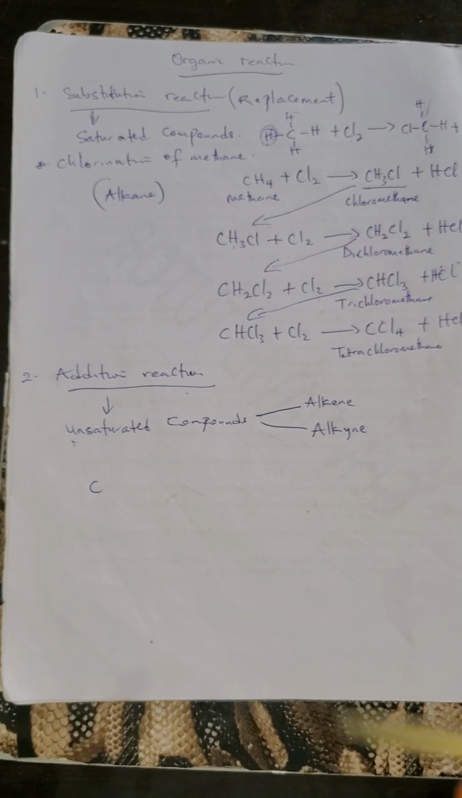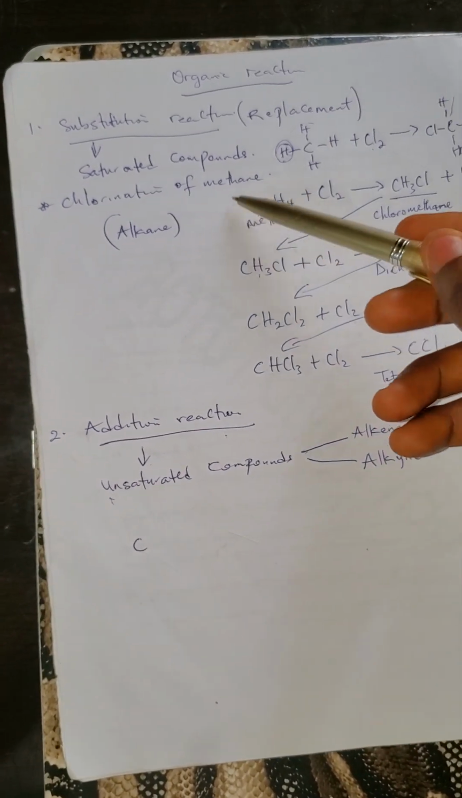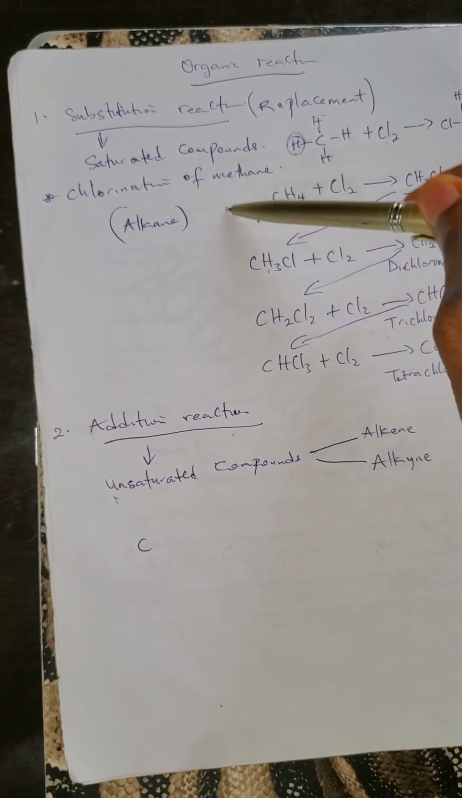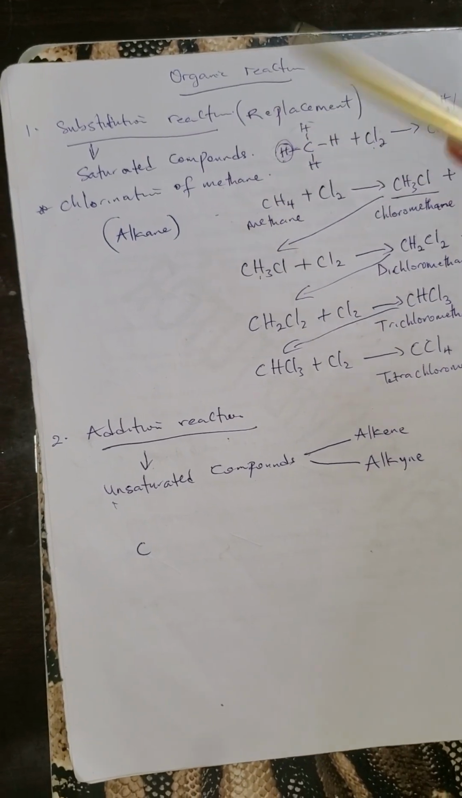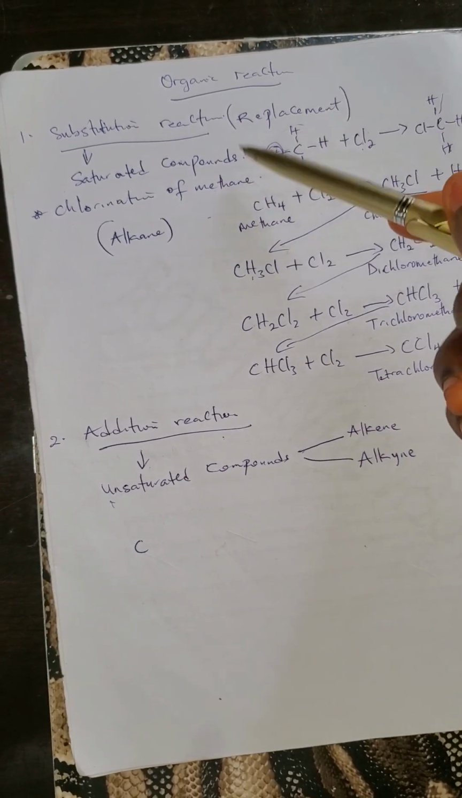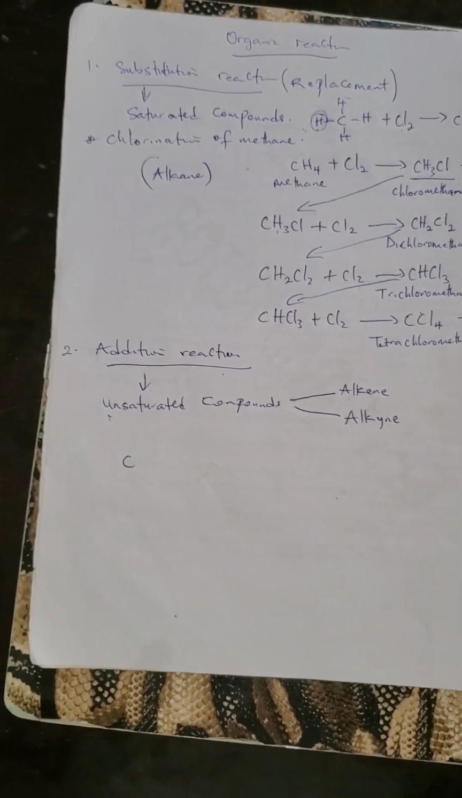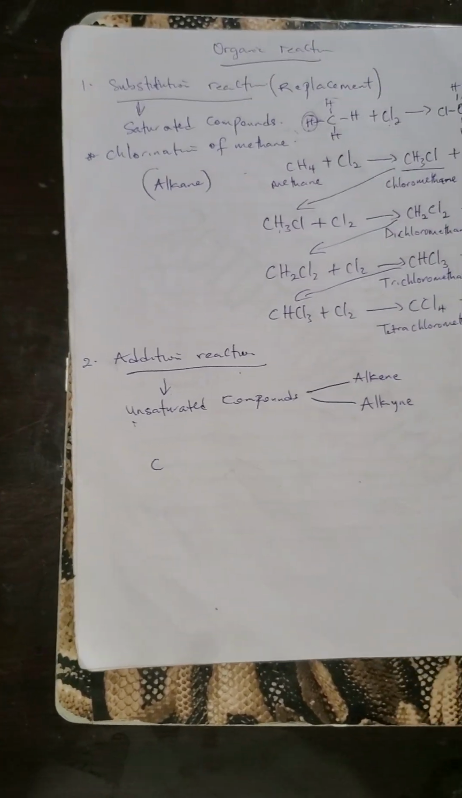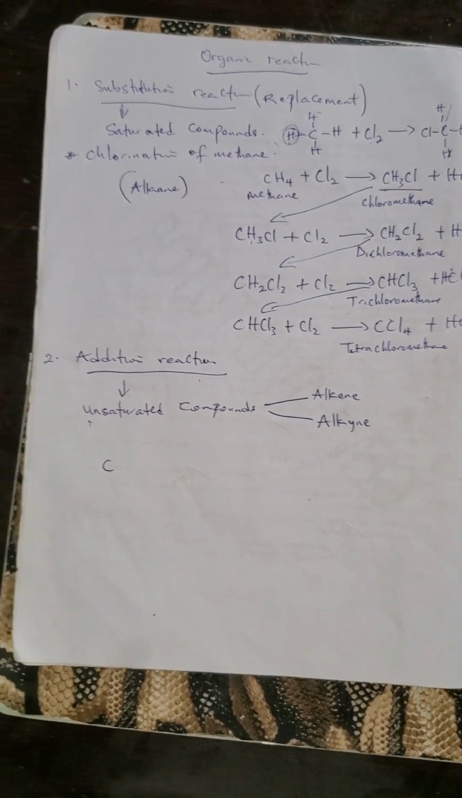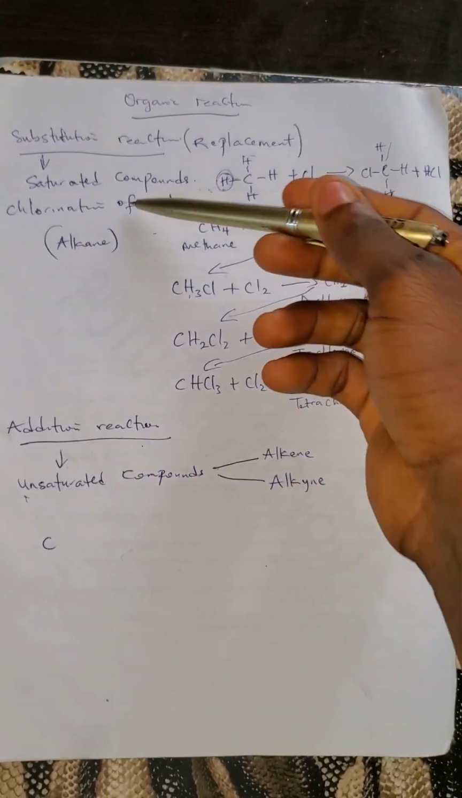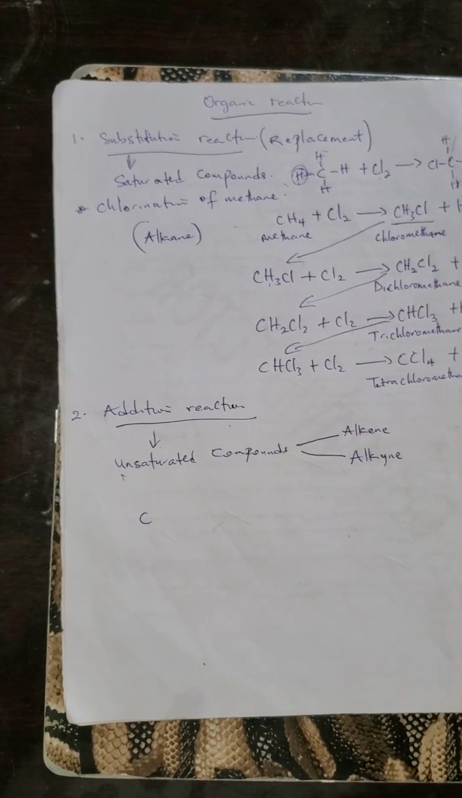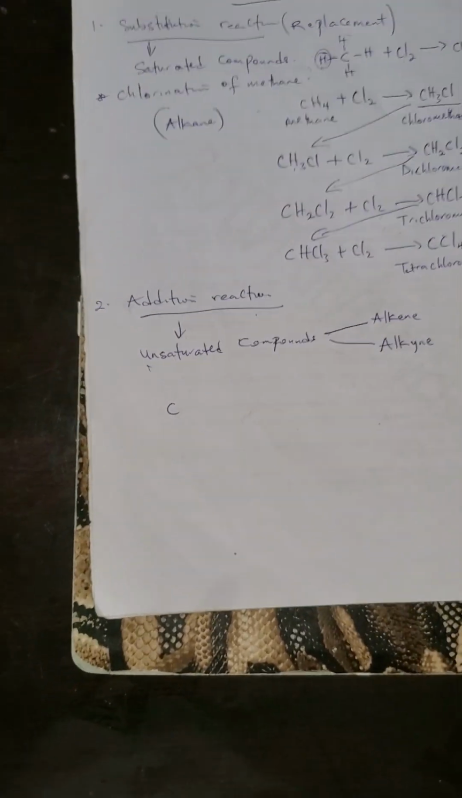Now, under substitution reaction, we can also have chlorination of benzene. Benzene is structured in a circle form. So chlorination of benzene is also a what? Substitution reaction. Now, let's come to addition reaction.